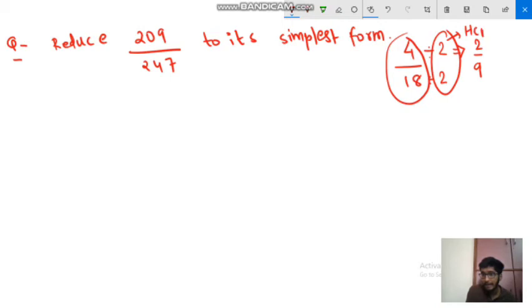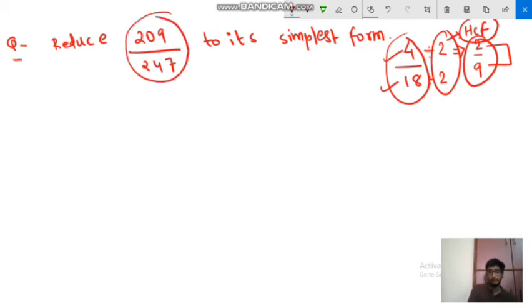2 is the HCF, right? Highest common factor which divides both the numerator and the denominator. So I got 2 by 9. There is no other number that divides 2 and 9. Okay. So for this also we need to find the HCF first. Once we find the HCF, then we can divide the numerator and denominator by that HCF and you will get the simplest form. Okay. So let's start.